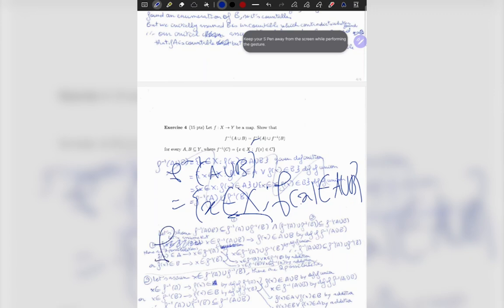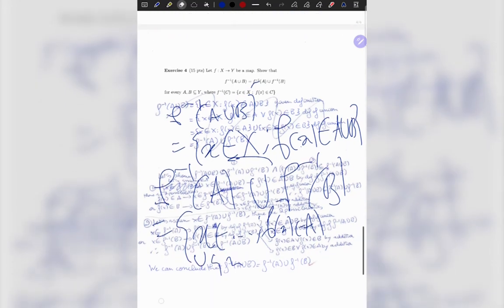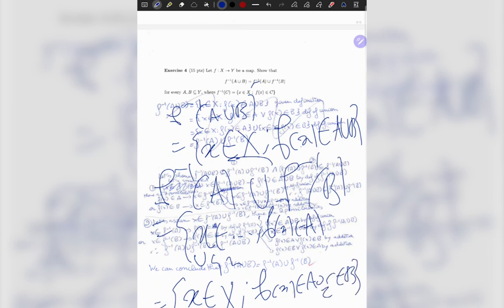So yeah, and then we do the same thing for A and for B. And what this will give me is two sets, the set of x such that f of x belongs to A, and then the union with the set such that f of x belongs to B. After this, all we have to say is this is equal to the set of x, such that x belongs to X, and f of x belongs to A, or it belongs to B. And saying that it belongs to A or belongs to B is the same as saying that it belongs to the union of A and B. That's all it is.